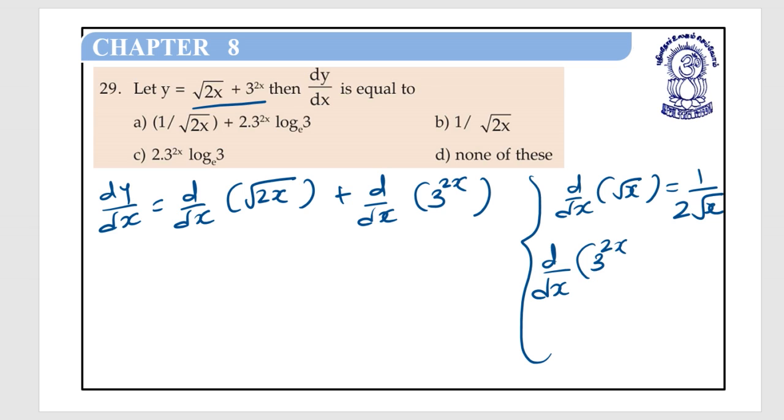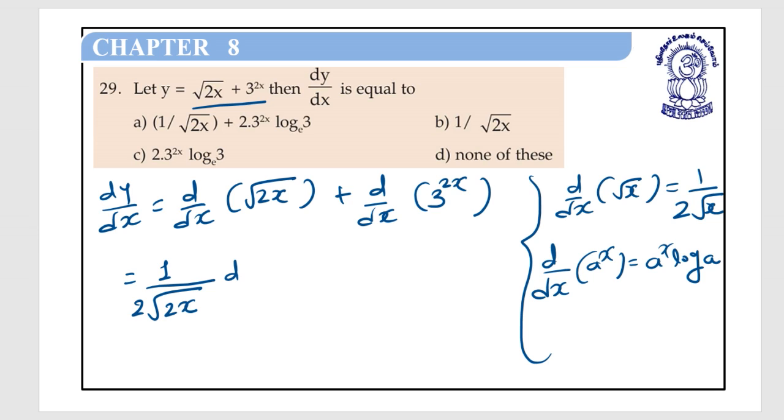For this you have to use the a raised to x formula. Which formula? d by dx of a raised to x is equal to a raised to x log a. So here d by dx of root 2x is 1 upon 2 under root 2x.